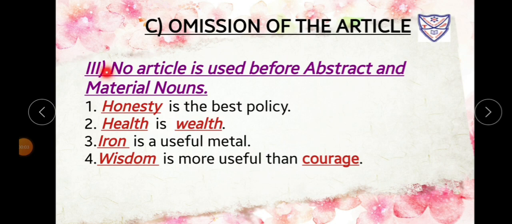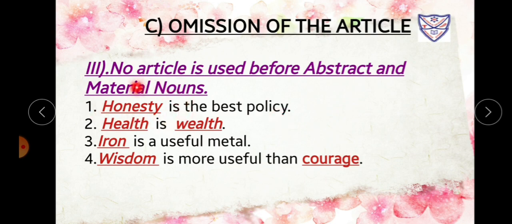Now rule number 3, no article is used before abstract and material nouns. Now what is the meaning of abstract noun? Nouns which we can neither see nor touch but only think of are known as abstract nouns. And what is the meaning of material noun? Material noun means a noun which stands for the matter or substance of which things are made, and it is called a material noun. So first example, honesty is the best policy.